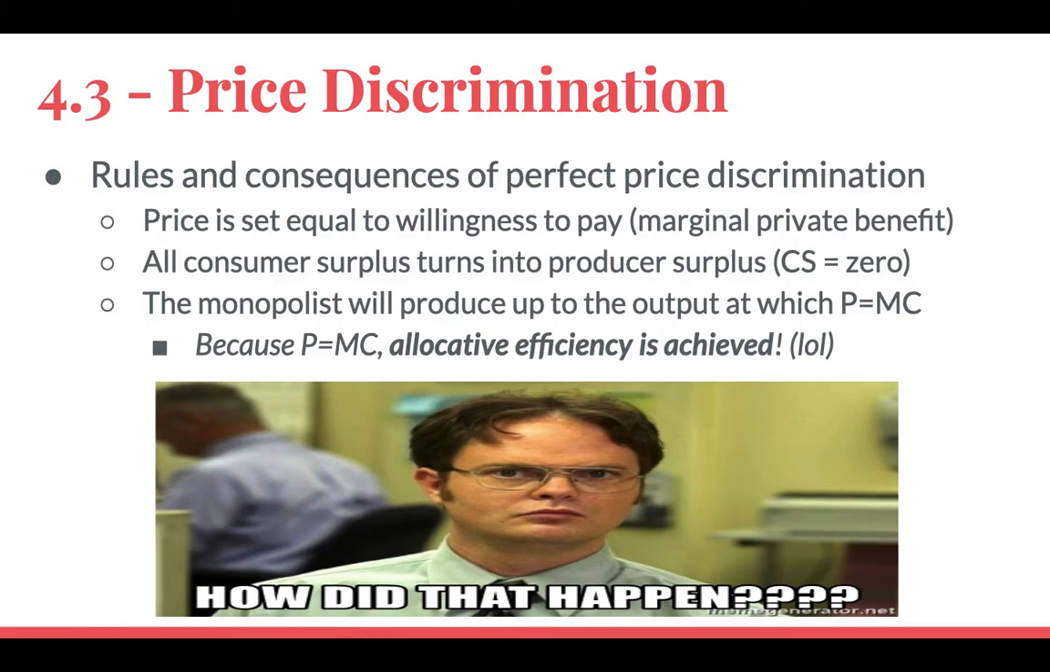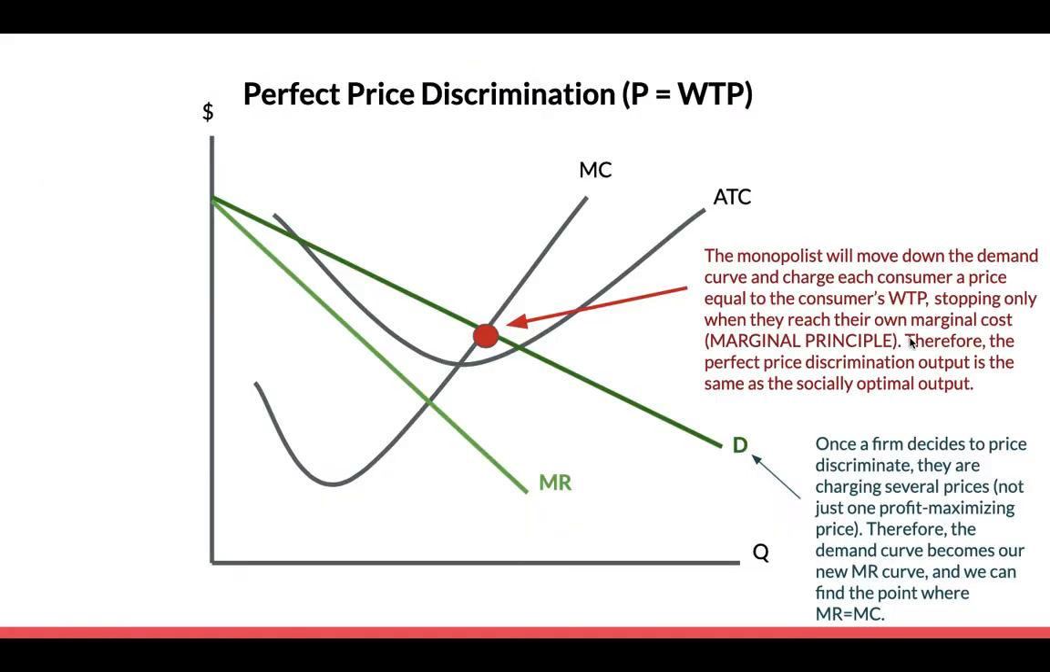So the monopolist is actually going to produce all the way down to the point where price is equal to marginal cost. And ironically, this actually ends up at the allocatively efficient quantity. Now, consumer surplus is still zero. The monopolist is the one benefiting from all of this, but they actually end up producing a greater output that is equal to the allocatively efficient output. So, let's take a look at this on the graph.